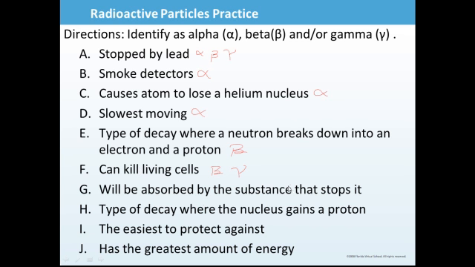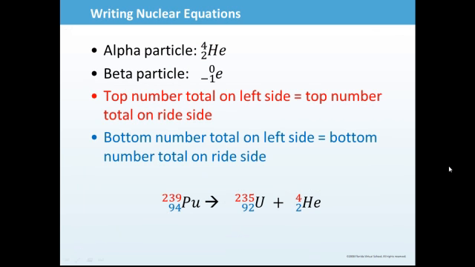Which one will be absorbed by the substance that stops it? That was beta. Remember that if a beta particle is stopped by your skin, it still will be absorbed by it. Which type of decay is where the nucleus gains a proton? That is our beta decay. Which one is the easiest to protect against? Alpha. Alpha's pretty safe compared to the others. Which one has the greatest amount of energy? That is our lovely gamma rays.